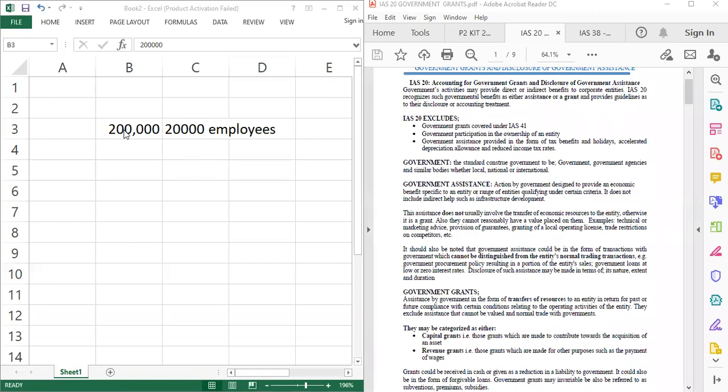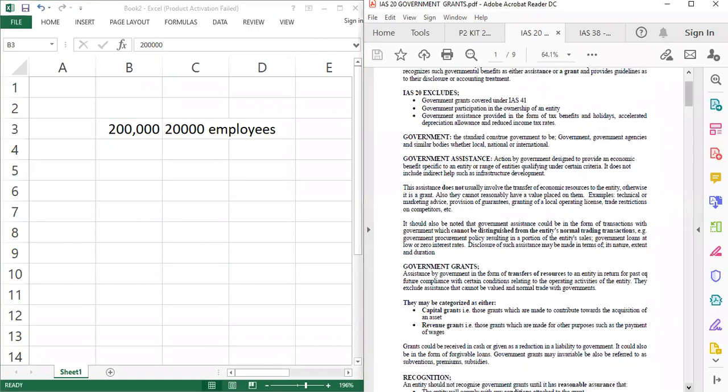Okay. The 200,000 over here, there is no assurance that the company is going to receive the money. So you can't go ahead and recognize a government grant of 200,000 unless there is enough evidence that you are actually going to receive the money. But if there is no evidence, you can't recognize a government grant of this.